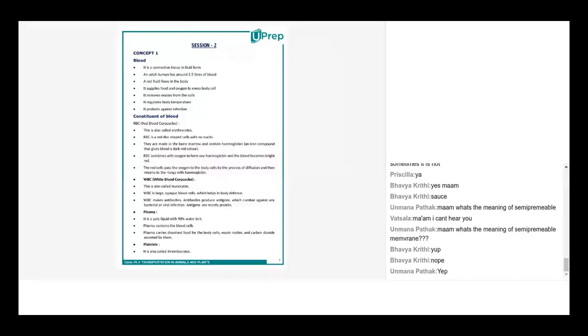Okay, I'm so sorry, I did not see the question which Unmana was asking. A semi-permeable membrane. First, let me tell you what is permeable, right? Permeable means anything that permits or allows to pass through. For example, let me give you the example of a door, right? A door is permeable. It will allow people to come in, it will allow people to go out. This is permeable. If I say semi-permeable, semi means half. It will allow few people to enter, it will allow few people to go out.